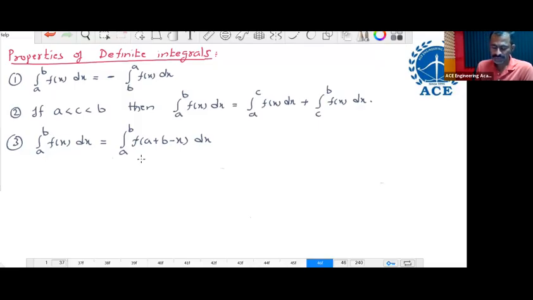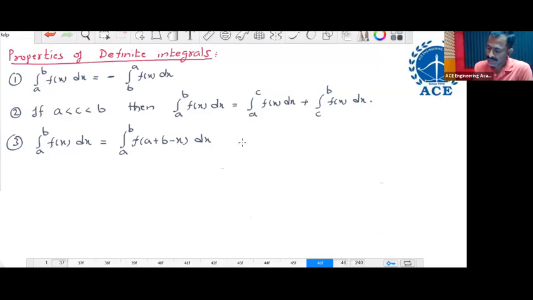According to this property, from the given integral we can write one more integral like this, because the limits a to b are the same and dx is the same. Only in place of x, the difference is a plus b minus x. That is, the value of this integral is equal to the value of this integral. We generate a new integral from the given one, and with the help of the new integral we can evaluate. Right?